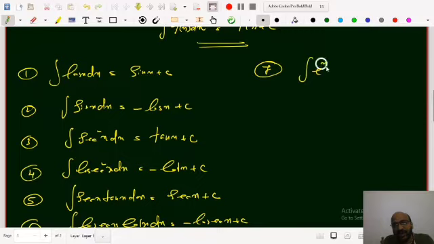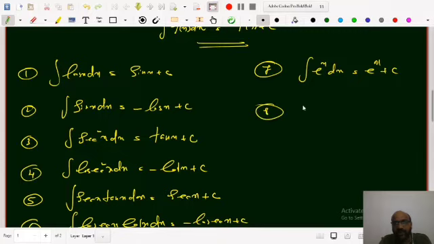Integration of e raised to x dx. What is the derivative of e raised to x? E raised to x. Therefore, integration of e raised to x is e raised to x plus c. So, in the case of e raised to x, it will always be the same whether you are doing differentiation or integration. Okay.